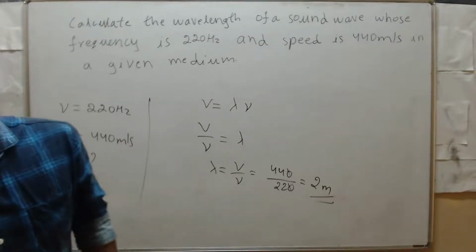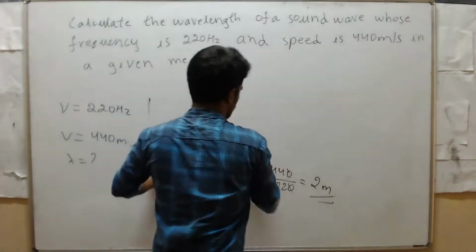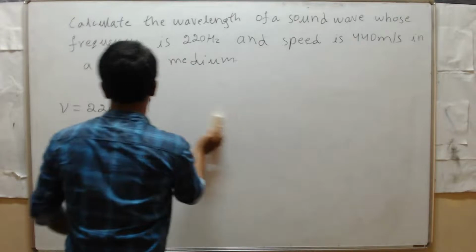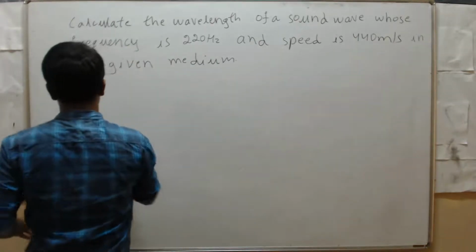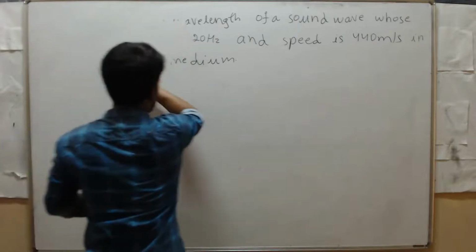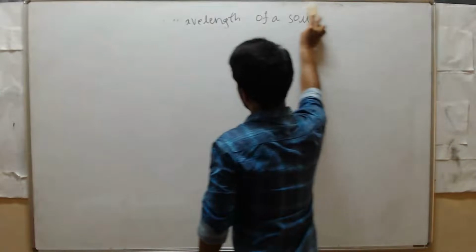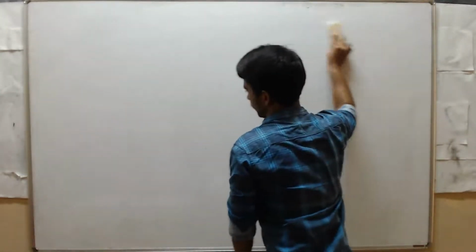Yes, sir. Next, move to the speed of sound in different media. Already we know what a medium is. For example, air. If you take air, we can say air is one medium, water is one medium, and glass is another medium. So now we see the speed of sound in different media.